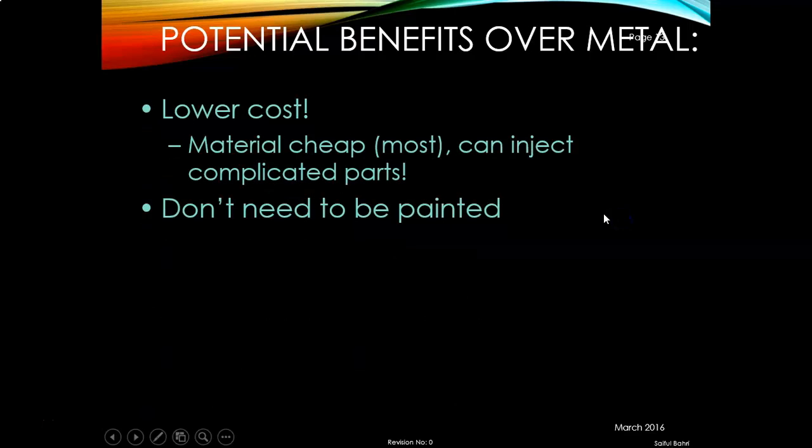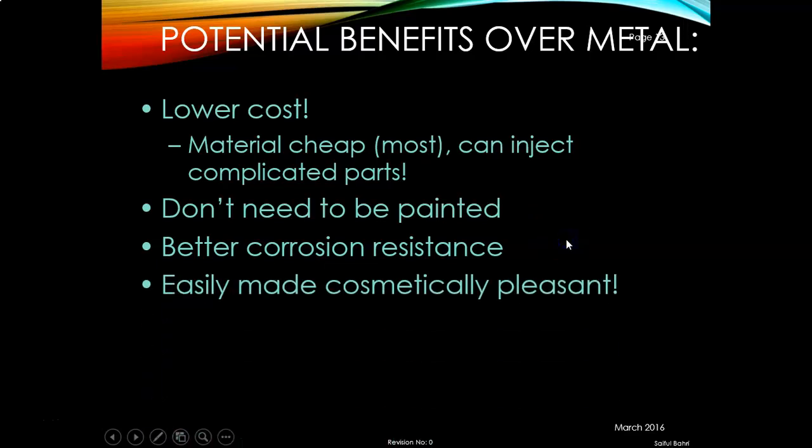Potential benefits of the plastic over the metal. Okay, plastic of course is cheaper, and we can inject complicated parts. Okay, plastic also doesn't need to be painted. Okay, it has better corrosion resistance compared to metal, is easily made, domestically pleasant, and the last one, it is lighter.